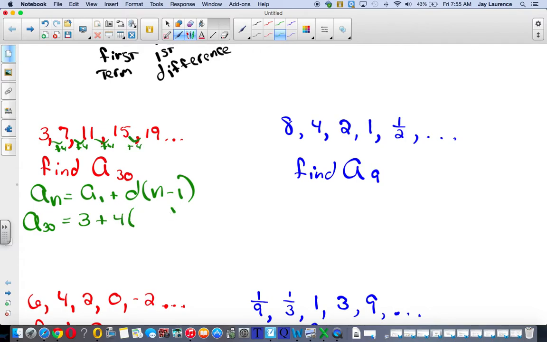Now, this is the easiest part of the whole problem, but sometimes kids get confused. You see how 30 is sitting in n's position? This is 30 again, 30 minus 1. Now, very careful. Are you listening, Mr. Wander? Mr. Reed, very important here. You've got to follow your order of operations. You have to do the parentheses first.